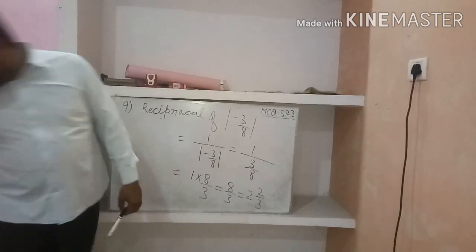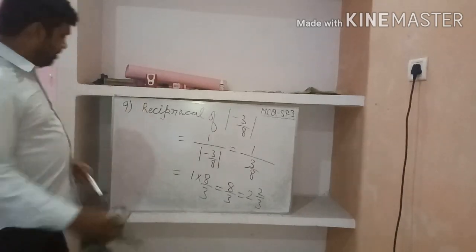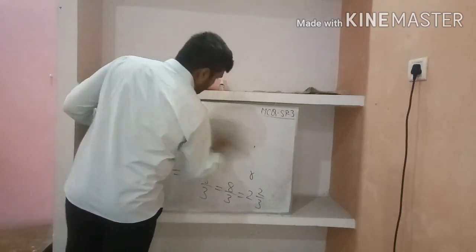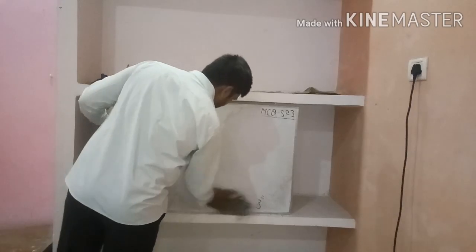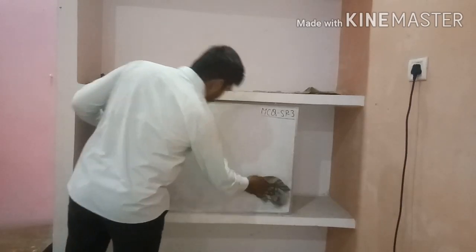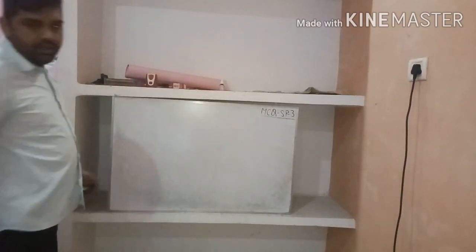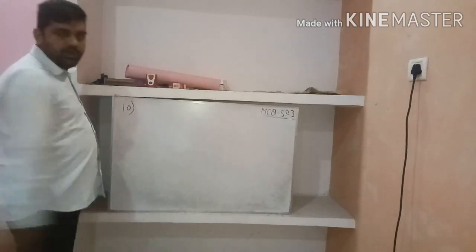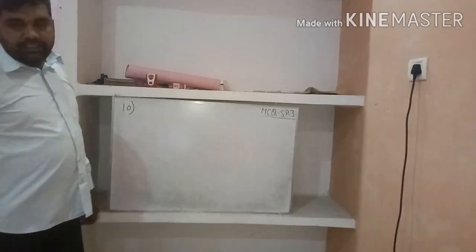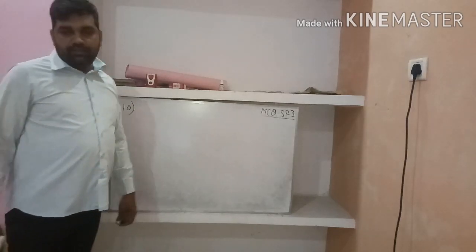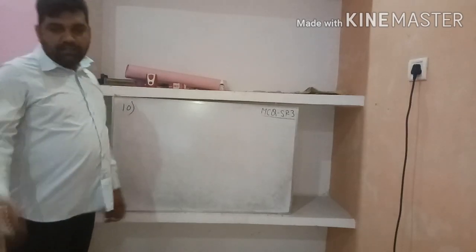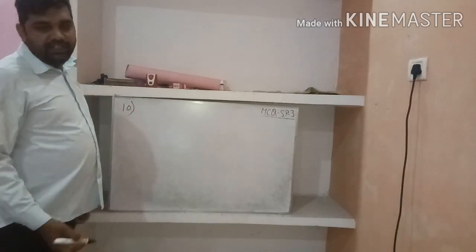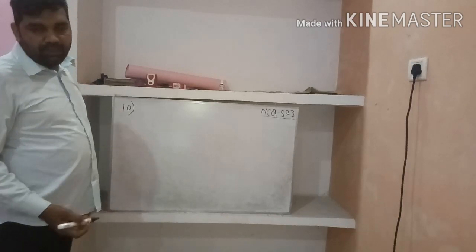Now see the question number 10. The reciprocal of 3 by 11 into 5 by 6. So that number's reciprocal we have to find. So first of all we evaluate it, then after that we will find its reciprocal.